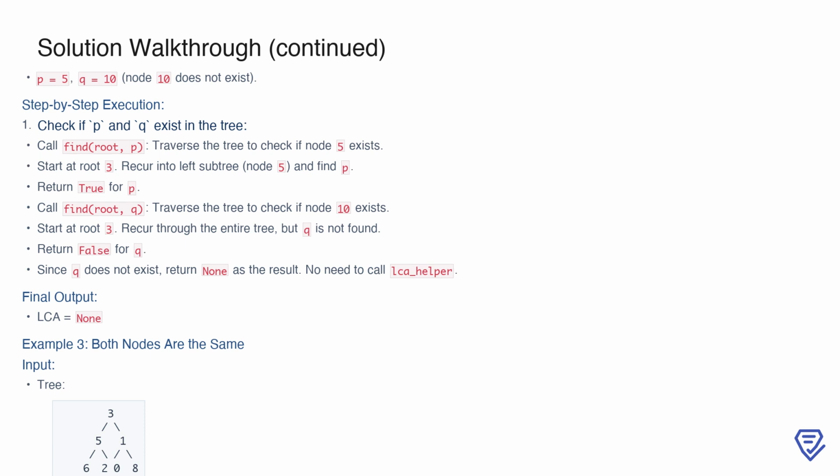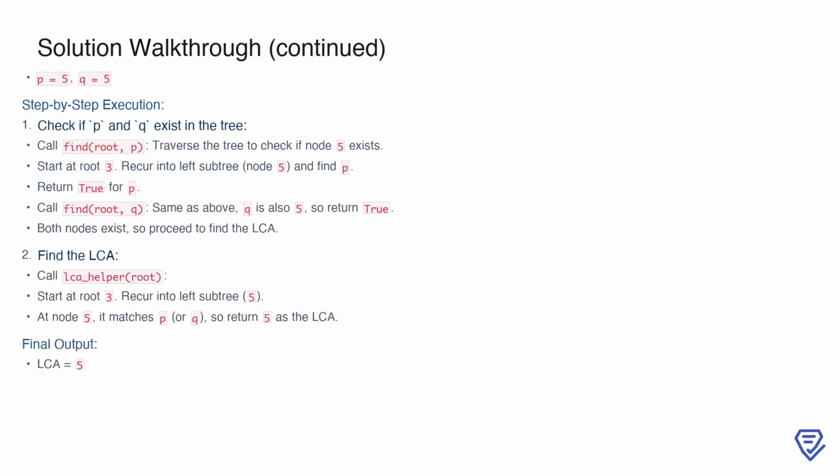Now let's consider another special case where both P and Q are the same node. In this last example, both P and Q are the same node, which is node 5. Again, the first step is to verify their existence. We call the find function starting at the root node 3 and traverse into the left subtree, where we locate node 5. The function confirms that P exists and returns true. Since Q is also node 5, the process is identical, and the function also returns true for Q.